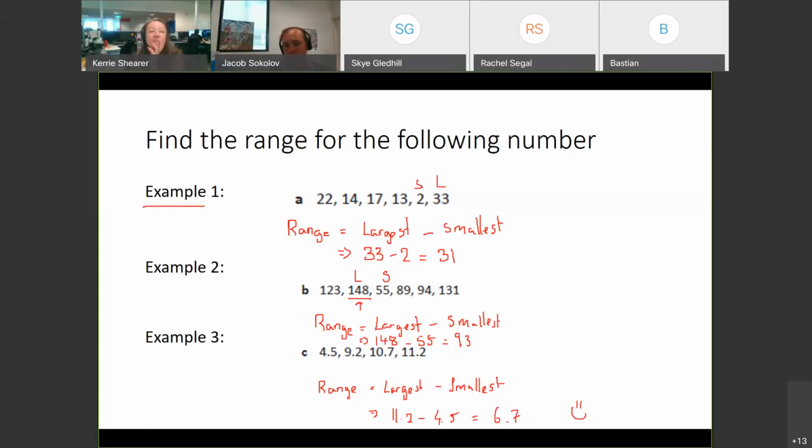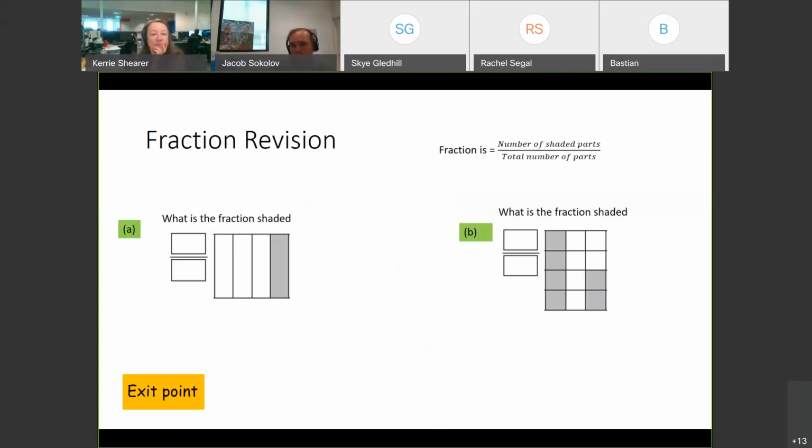Okay, so this is some fraction revision. This should be revision to a lot of you. If you've forgotten your fraction stuff or if you're scared of fractions, we're starting off very simply, okay? C's was for confidence, Vincent. Yeah, C's were for confidence.